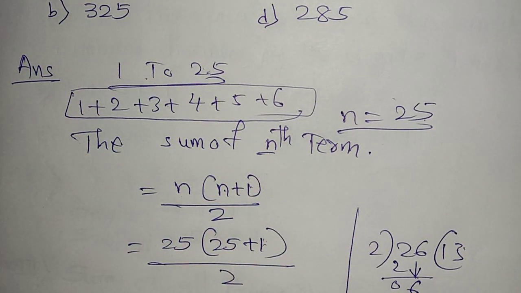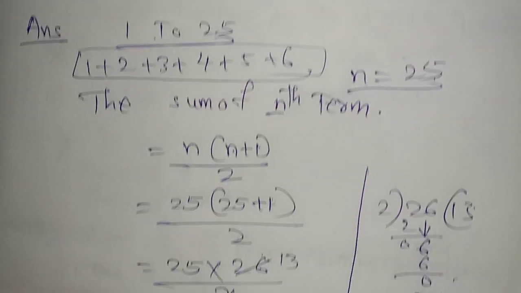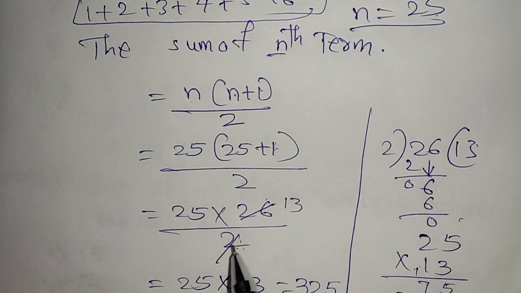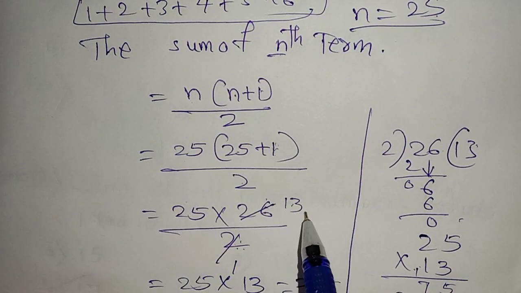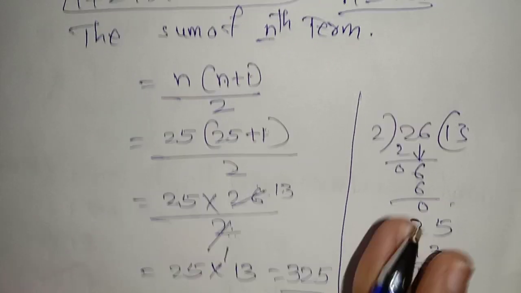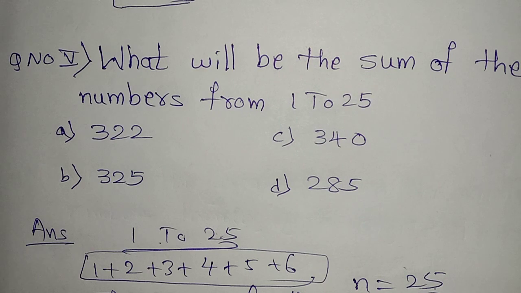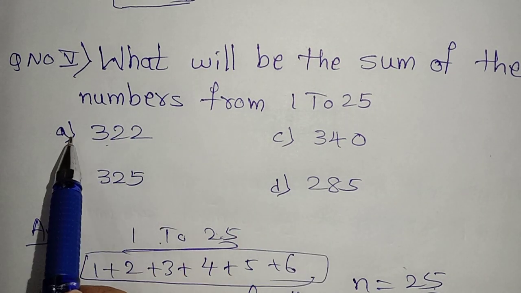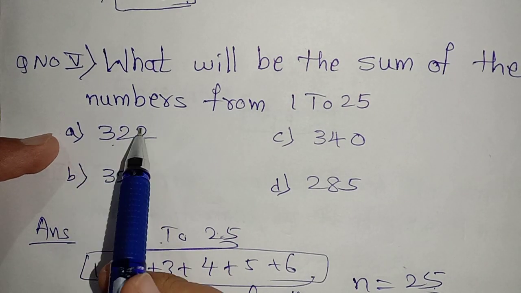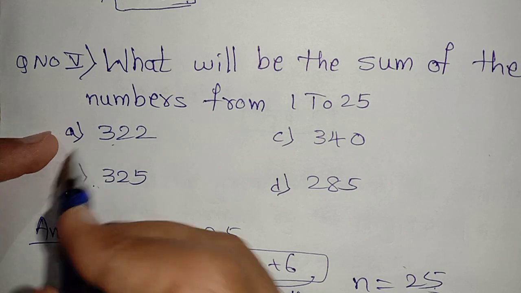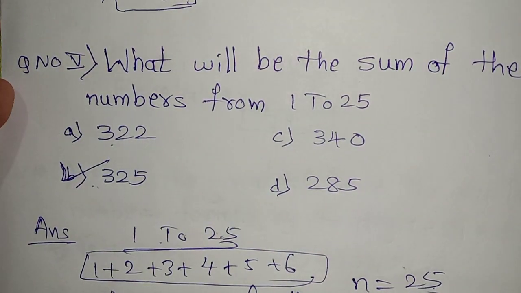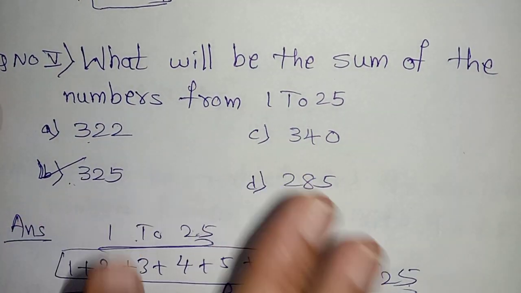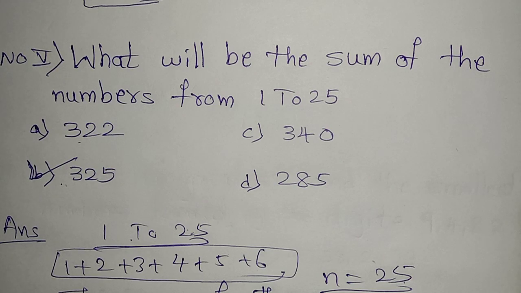Okay, students. After that, we add and divide by 2. After dividing, we multiply the two numbers. Then you will get the answer. We got 325. Let us see whether this 325 is in the options or not. In the first one, A, 325, it is the wrong answer. B, 325, okay, it is the right answer. Okay, students, like this we have to solve. I hope you have understood this one.